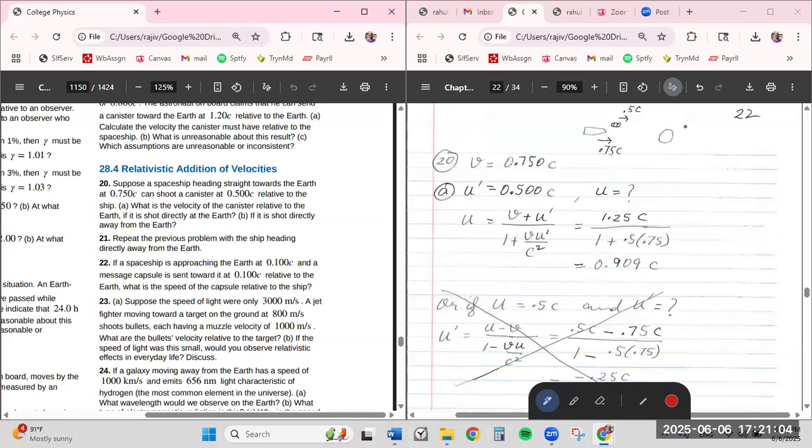So let's say that this here is the Earth, the round figure, and that is the spaceship moving towards the Earth at 0.75 c. And then here is the canister, which is launched at 0.5 c directly towards Earth for part A.